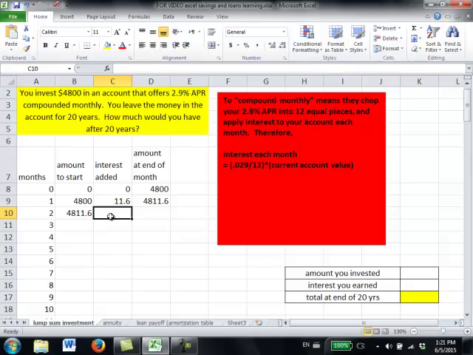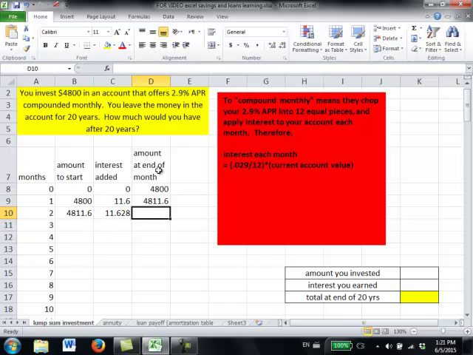So they're going to have interest equal to 0.029 divided by 12 times the amount in the account, which is found in cell B10. Press enter. It says this month they give me a little more interest because they're finding that percentage of a little bit higher value, so I get a little bit more interest.